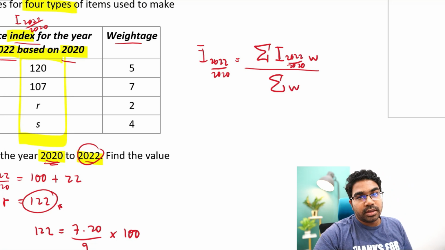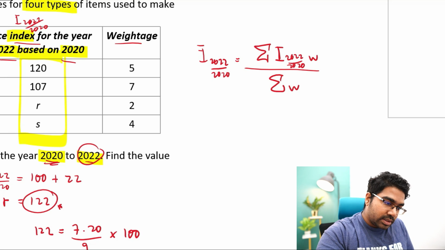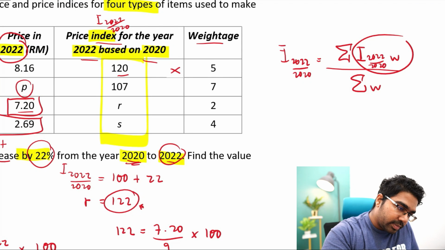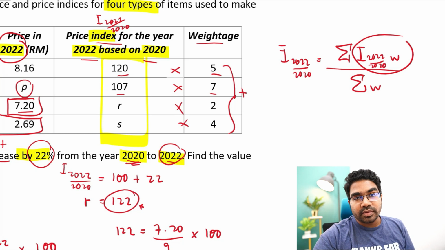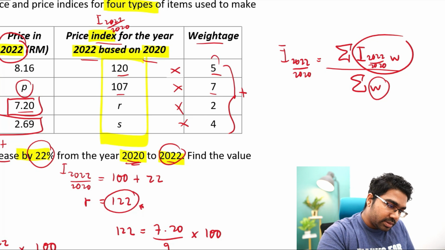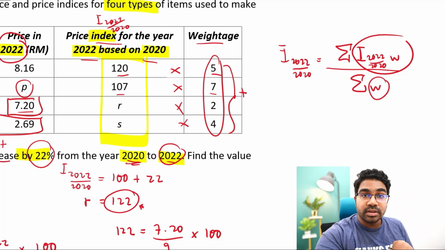It looks very complicated. Actually, it's not. What is the product of index and weightage? Index times weightage, index times weightage, and plus everything together. This is the sum of the product of index and weightage divided by the sum of weightage. What's the sum of weightage? Sum up all the weightage individually.